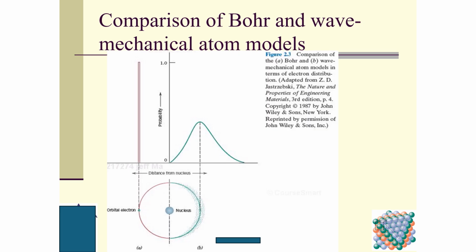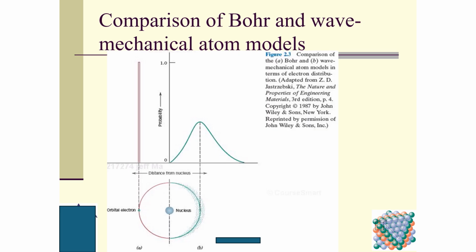This is another model. Here is a comparison of the Bohr and wave mechanical atom models. This is the probability, from 0 to 1. This is the nucleus, and here are the orbital electrons. A is Bohr's model, and B is the wave mechanical atom model. In terms of electron distribution, you can see a cloud here for the wave mechanical atom model. But for Bohr's model, we only have one single orbital, and you can see the distance very clearly. Here is the probability.